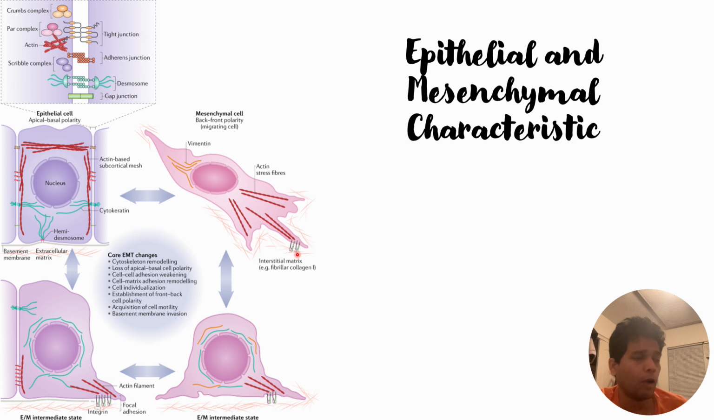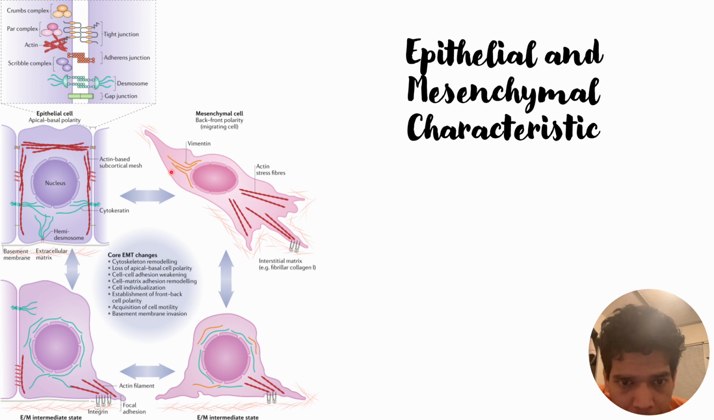These changes usually occur when the cell or the tumor reaches its metastatic state. What happens in the case of mesenchymal cells is that the actin fiber, which is condensed in epithelial cells, is now stretched in mesenchymal cells because of the stretching capability of these mesenchymal cells.